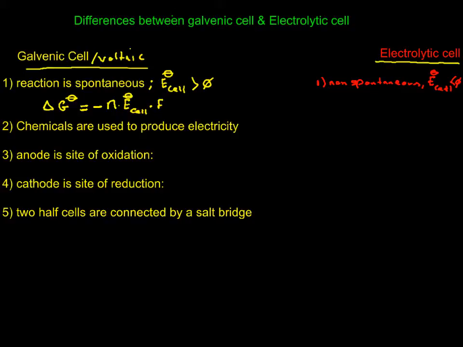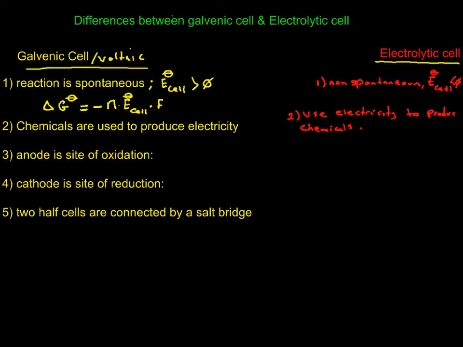The second main difference is that in a voltaic cell we use chemicals to produce electricity, but in an electrolytic cell, on the other hand, we use electricity to produce chemicals. Now these chemicals usually are extremely reactive and we want them to be pure or elemental. So we use electricity to produce chemicals.